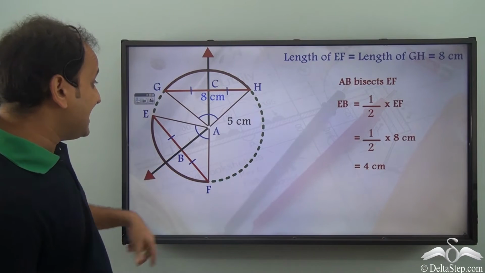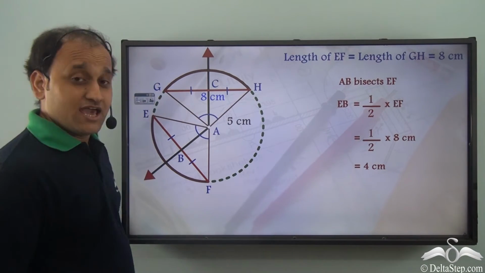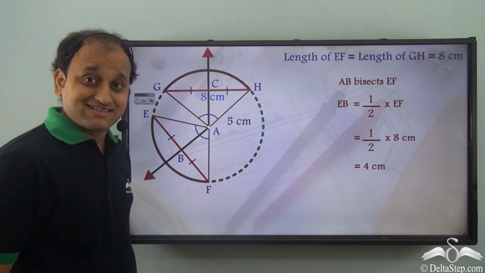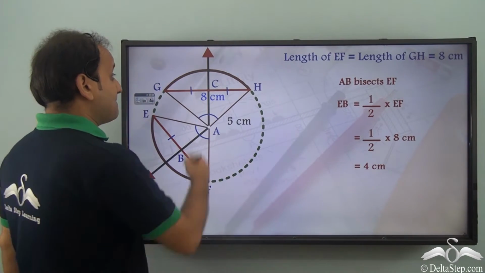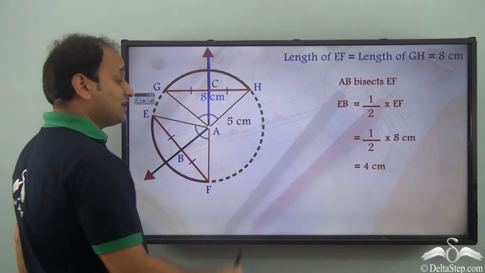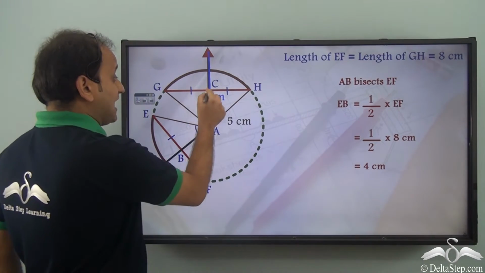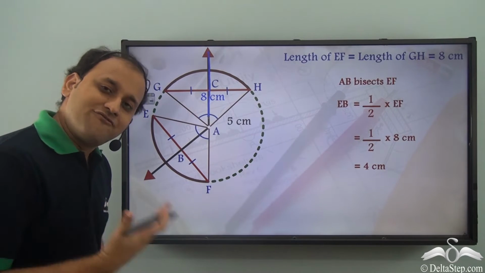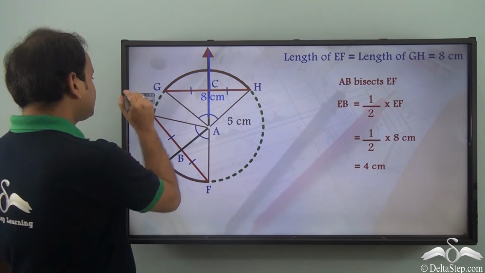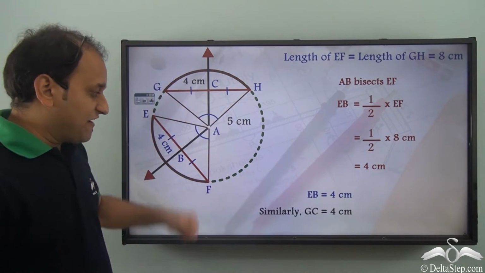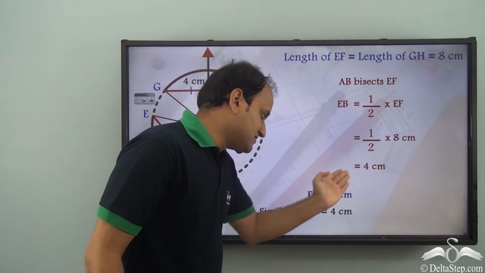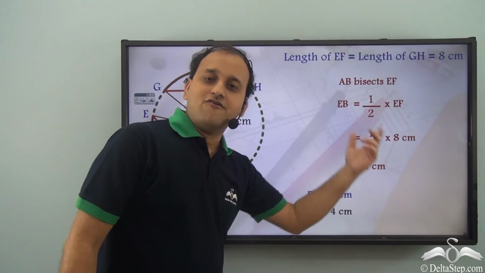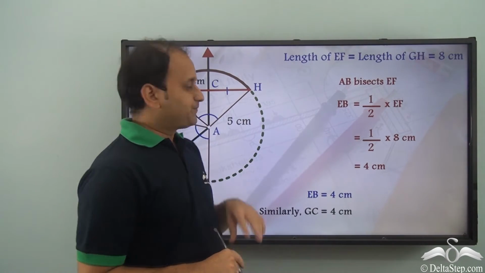Similarly, we can say that GC is also 4 centimeters because even this is getting bisected by this particular ray, and here we have 8 centimeters. GC will be half of 8 centimeters, which is 4 centimeters again. So what do we find from here? We have EB is equal to 4 centimeters. Similarly, GC is also 4 centimeters.